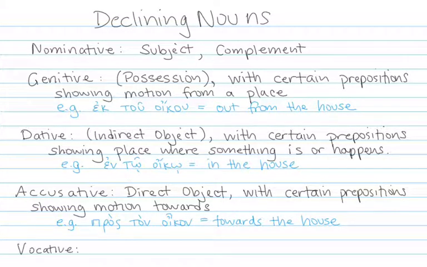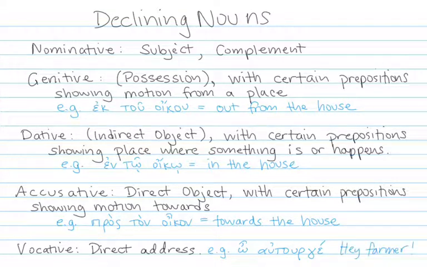The last case in Greek is the vocative, which is the case of direct address. It's the case you use when you're talking directly to someone and you say their name or their profession. So, ō autourge is what you would say if you wanted to say, hey farmer, look over here. So with that in mind, let's go to the next slide and see what the case endings are.